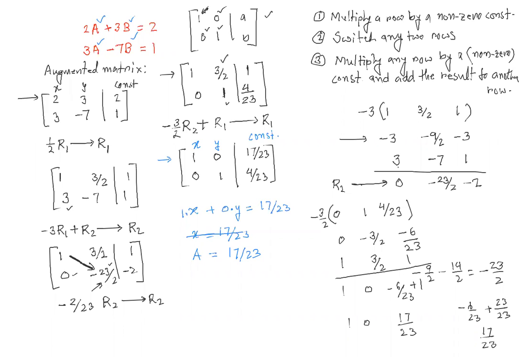So let's cross this out. And the second row tells you 0 times a plus 1 times b is equal to 4 over 23, right? That tells me b is equal to 4 over 23. And this is exactly what we got in the other problem.